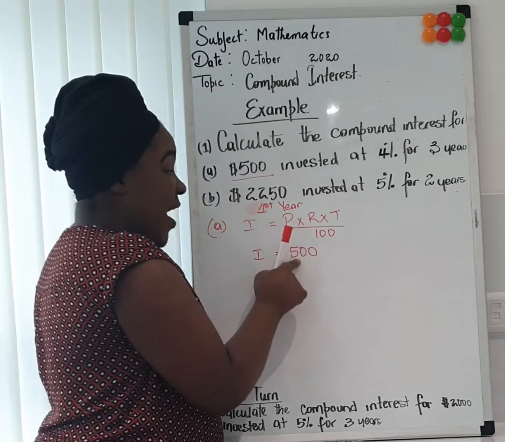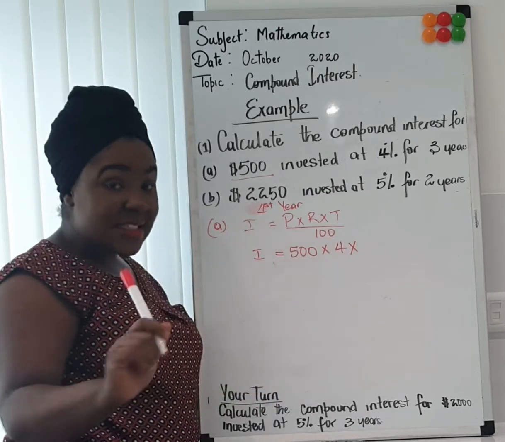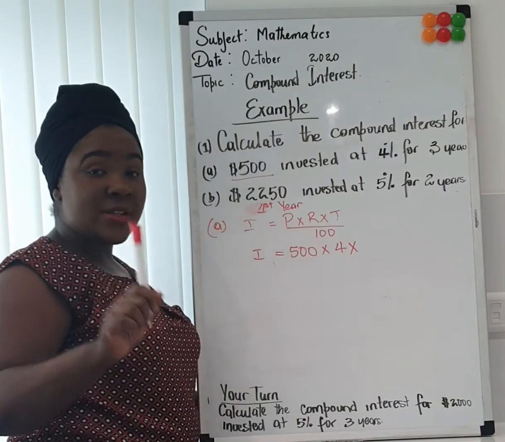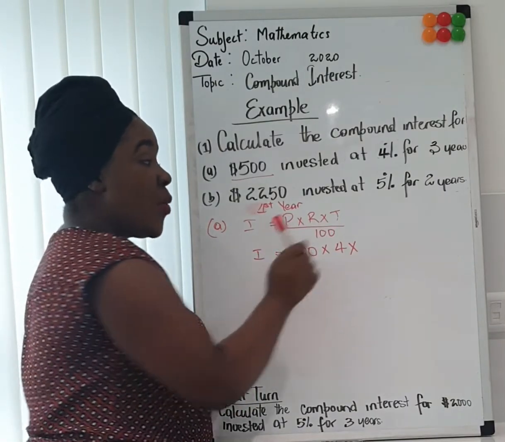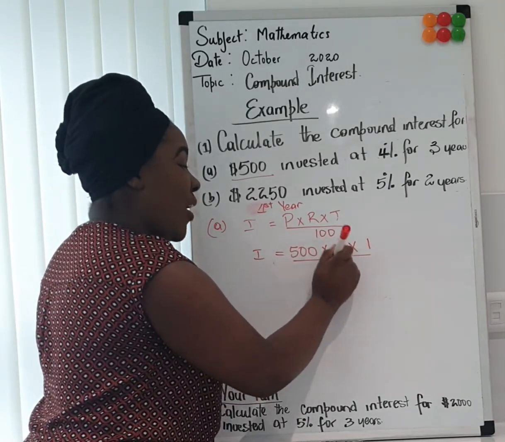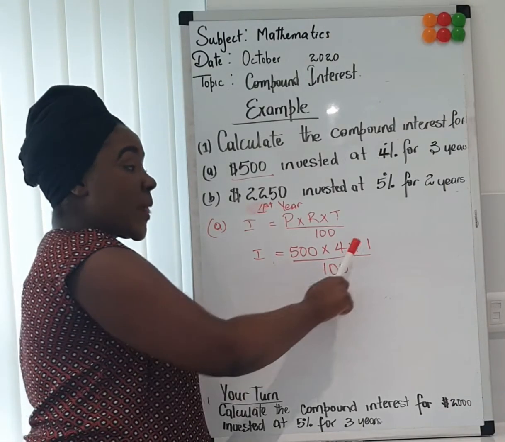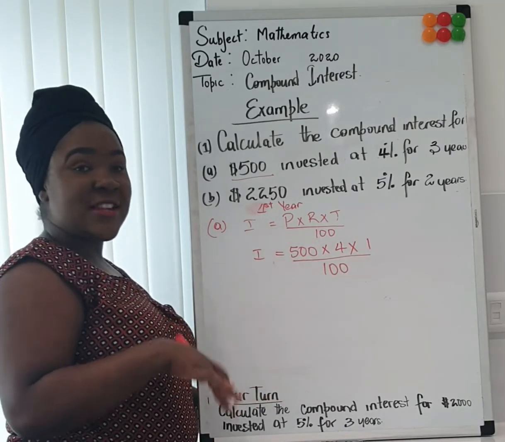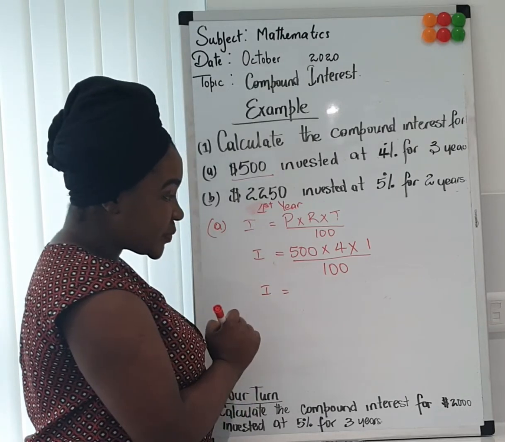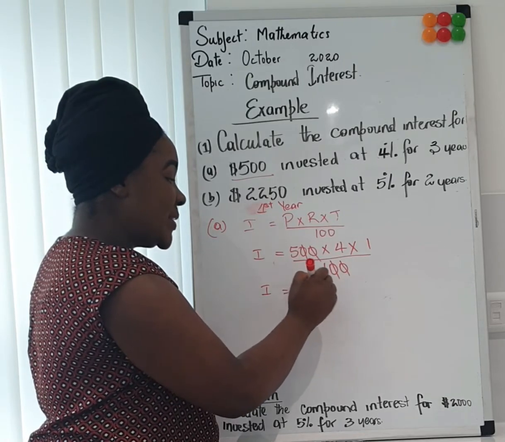Alright? So it's 500 times our rate, which is 4%, times, this is where it gets interesting now. My time here is not going to be my 3 years, it's always going to be 1 year when using this method. So I work it year by year. Good? So it's 1 times 1 over 100. So that's the difference with simple interest and compound interest. For compound interest, we calculate the interest year by year. Alright, so continue. So we have I equal 0 cancel 0, 0 cancel 0, 5 times 4, and that's 20.